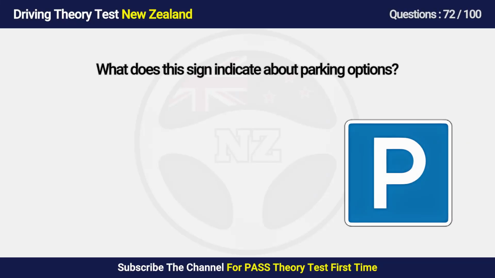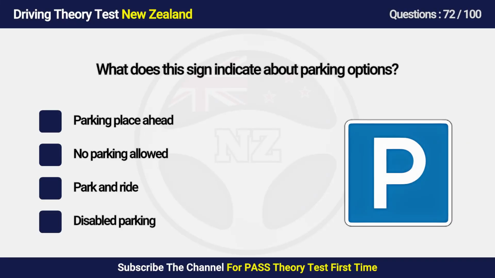Question 72. What does this sign indicate about parking options? A. Parking place ahead. B. No parking allowed. C. Park and ride. D. Disabled parking.